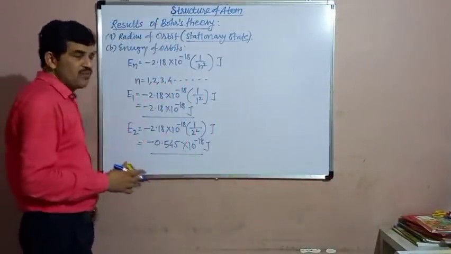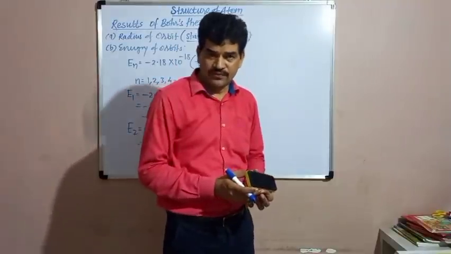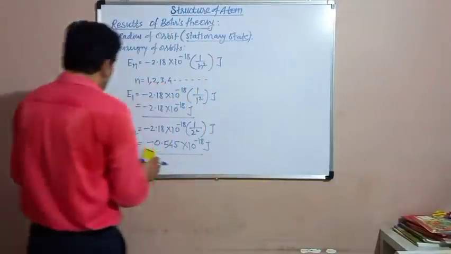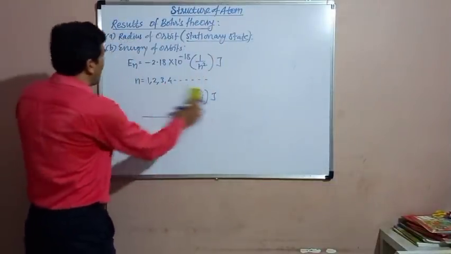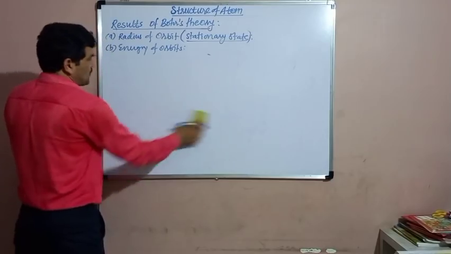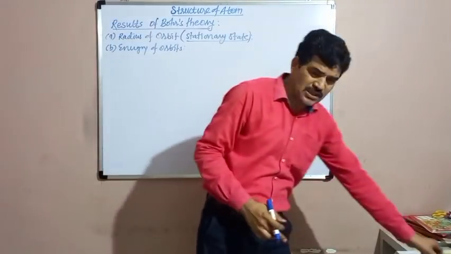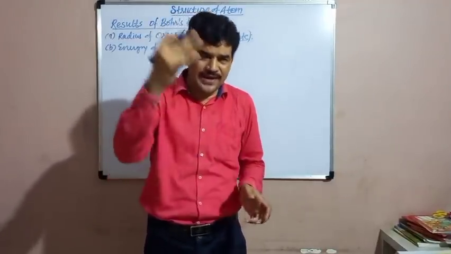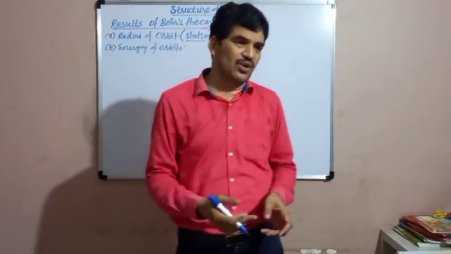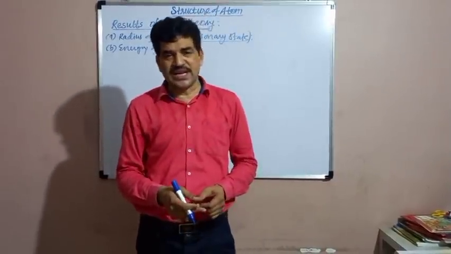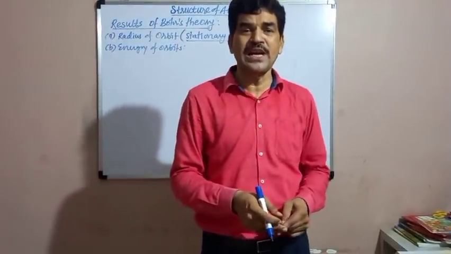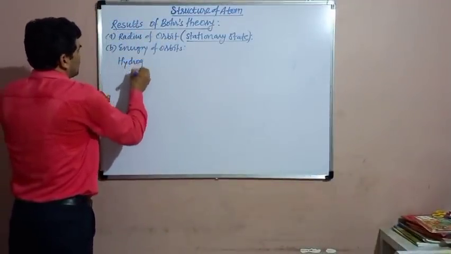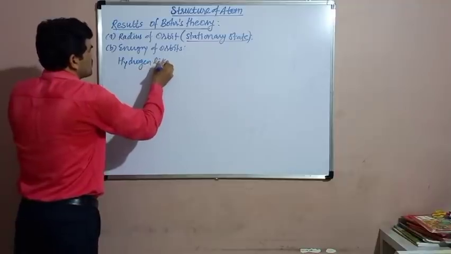So these are the formulae for the calculation of the radius of any orbit and the energy of any orbit in the hydrogen atom. But the Bohr's theory is also useful for the hydrogen-like species. Hydrogen-like species means what? Hydrogen-like species means any atom or any ion containing a single electron. If that species contains a single electron, then it is said to be a hydrogen-like species.